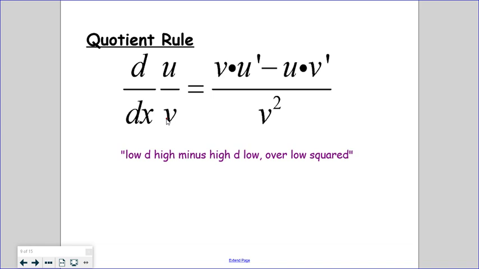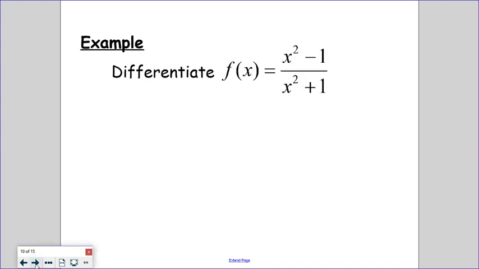Okay. So let's go ahead and try one here. It says differentiate f of x equals x squared minus 1 over x squared plus 1. So following our format here, again, always labeling what I'm doing. So right now I'm taking the derivative of f, df dx, and it's a quotient rule, so it's the bottom function.